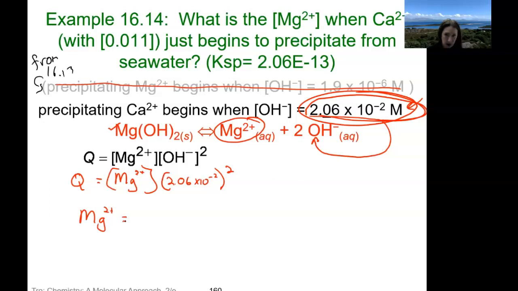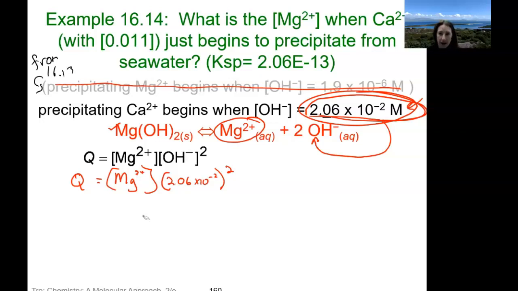Magnesium 2 plus equals 2.06. I'm not sure what's going on with my pen. Give me a second, let's try this again. Are you dividing that by the Ksp? Yes. Oh, okay, okay. Yes.